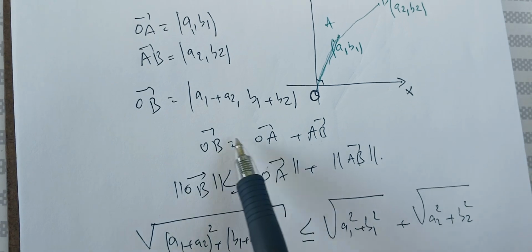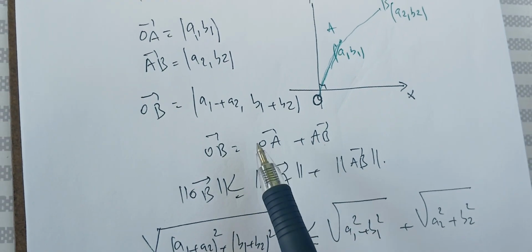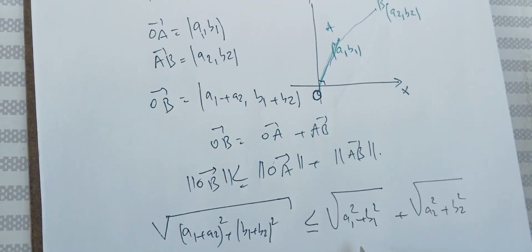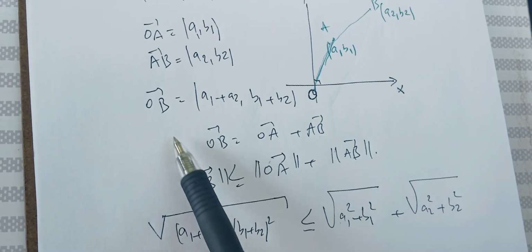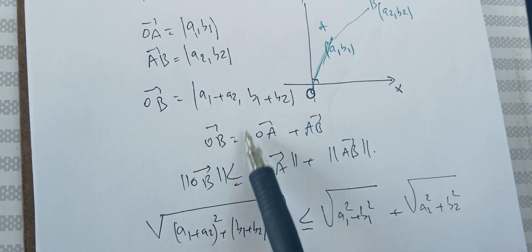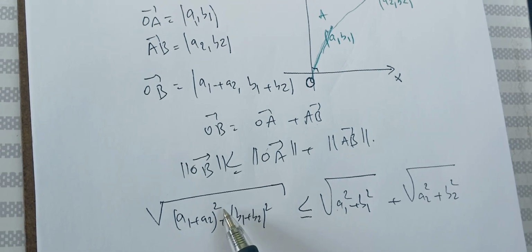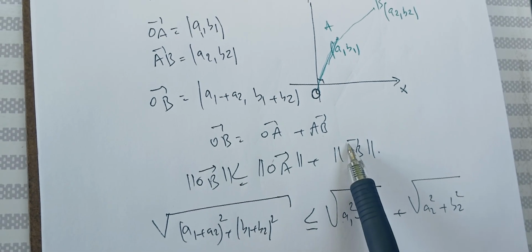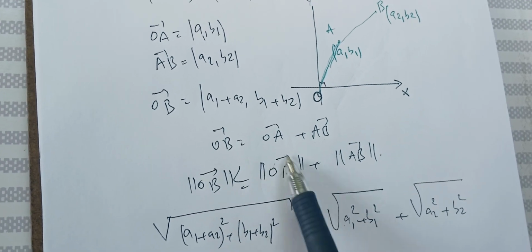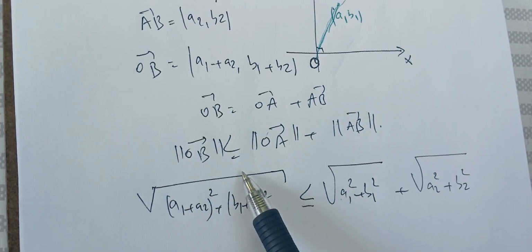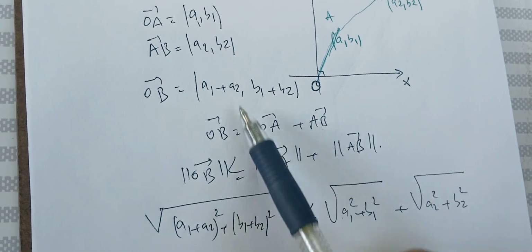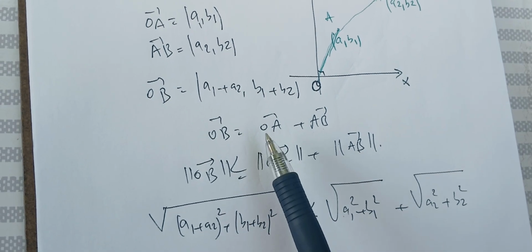The Euclidean norm: the norm of OA is this one, the norm of AB is this one, and the norm of OB is this one here. By the triangle inequality, setting the values, we get the result that we need. So this is a quick way of proving this result.